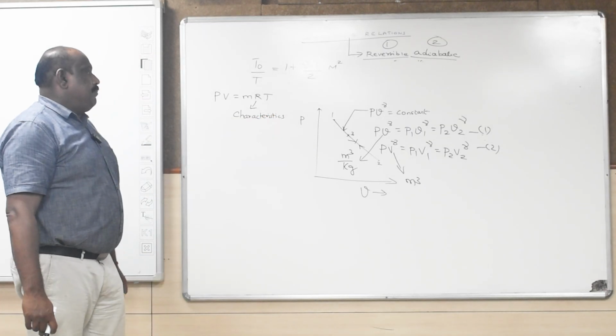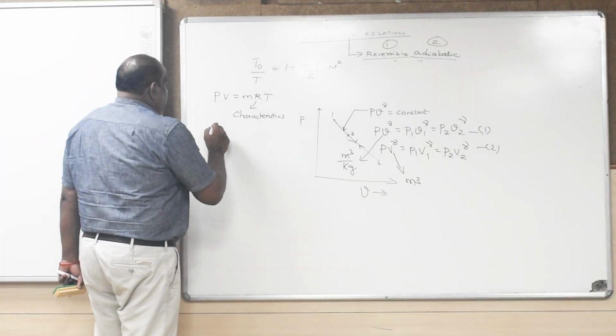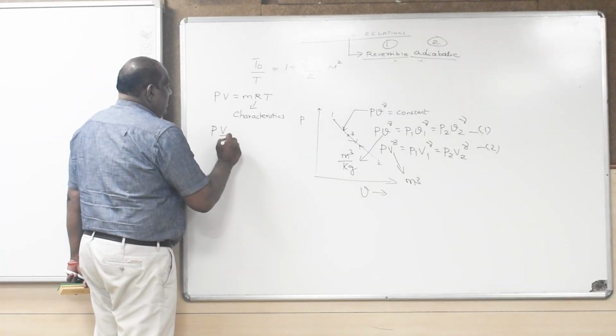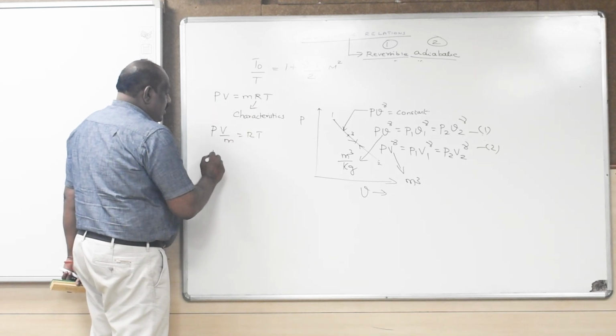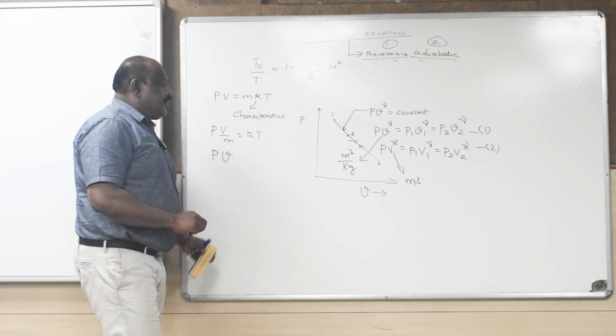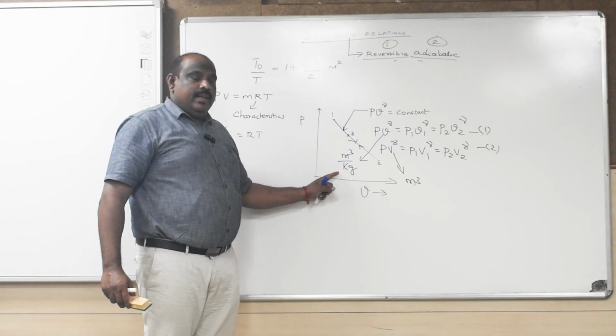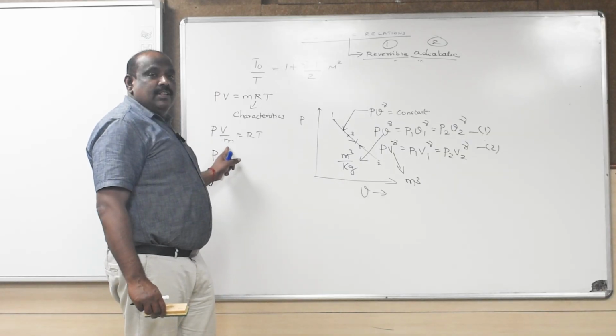And T is the temperature. Now PV by m equal to RT, from this equation, what is V by m? V by m is small v. That's what I told, it is meter cube per kilogram. So volume is meter cube, mass is kilogram.